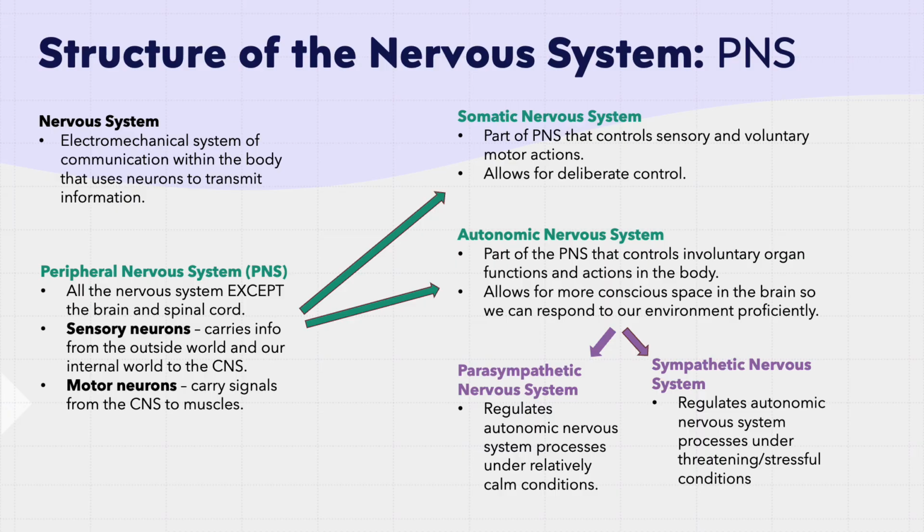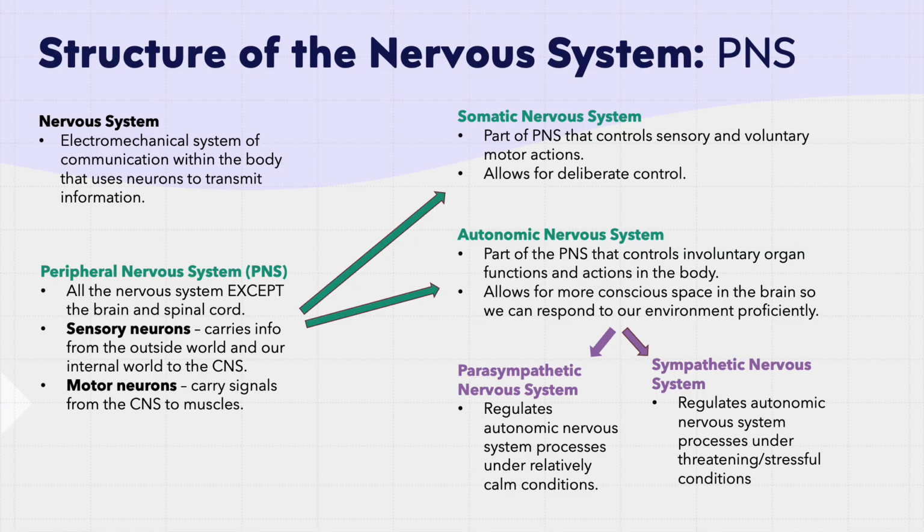So next we'll talk about the structure of the nervous system, and we'll start with the peripheral nervous system. So your peripheral nervous system, or PNS, is basically your entire nervous system except for the brain and spinal cord. The brain and spinal cord are actually part of your central nervous system, which we'll get into later on. But the nervous system does contain what we call sensory neurons and motor neurons.